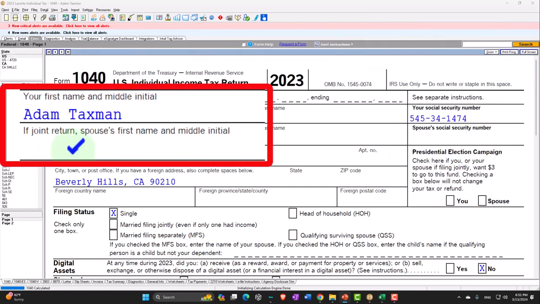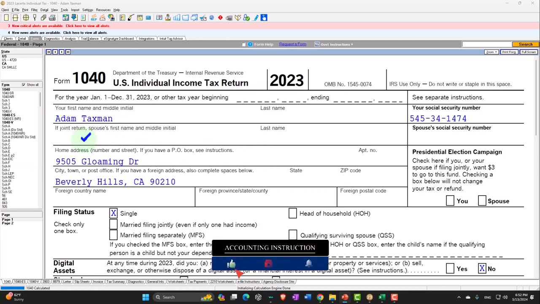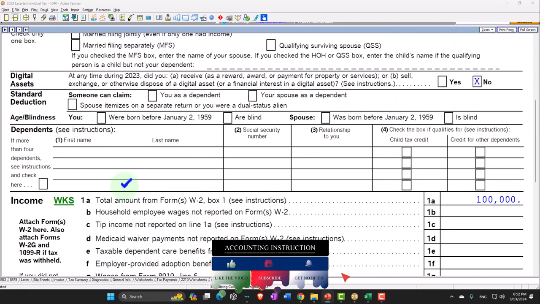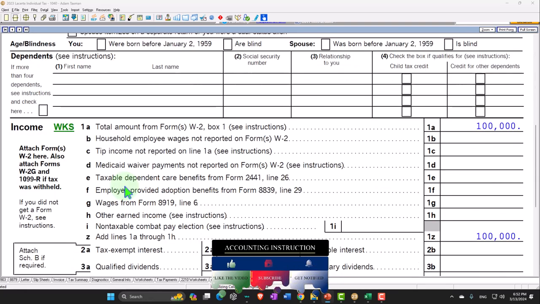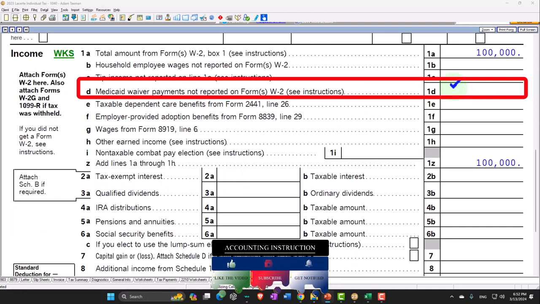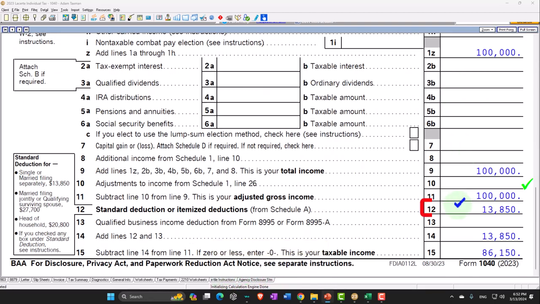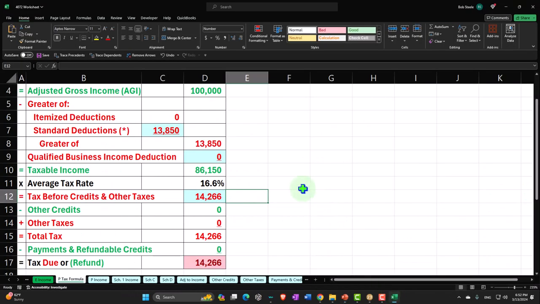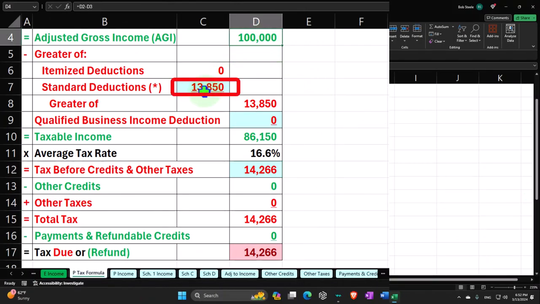Starting with our normal starting point, our taxpayer Adam Taxman, just trying to avoid a dang tax man, living in Beverly Hills 90210, single filer to start off with. We have no dependents at the beginning. We've got our W-2 income at $100,000. We then have the standard deduction, $13,850, getting to the taxable income, $86,150, which we can mirror in our income tax equation in Excel, $100,000.